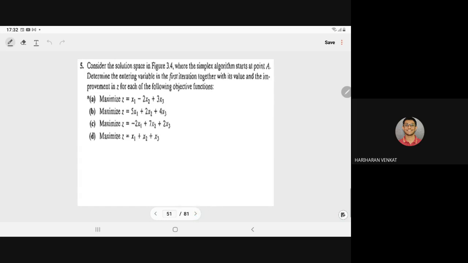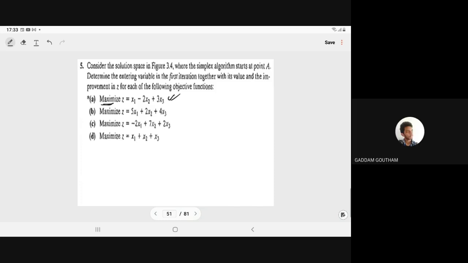Consider the solution space in figure 3.4 where the simplex algorithm starts at the point A. Determine the entering variable in the first iteration, together with its value and improvement in Z, for each of the following objective functions. So in this, if it is a question of maximization, if you do the unit increment in x1, x2, x3, which variable will give you maximum improvement? Anyone?